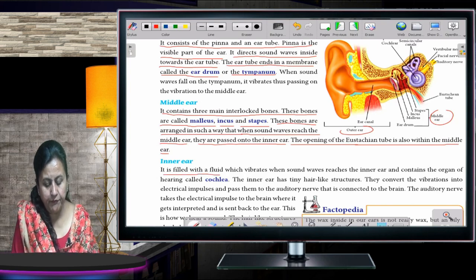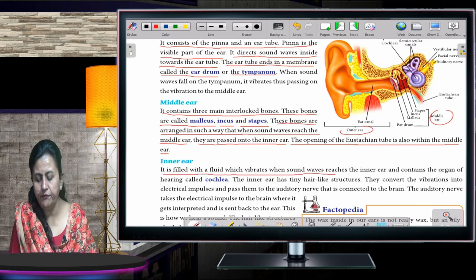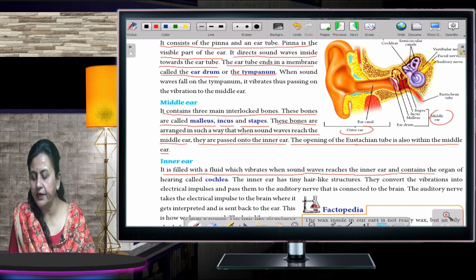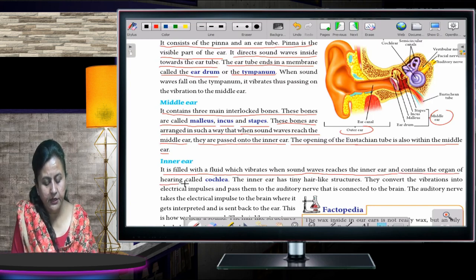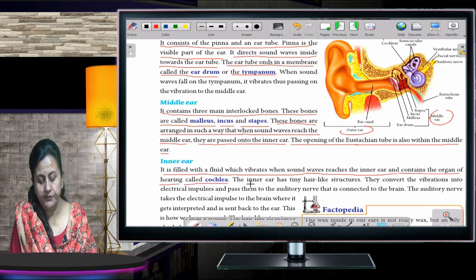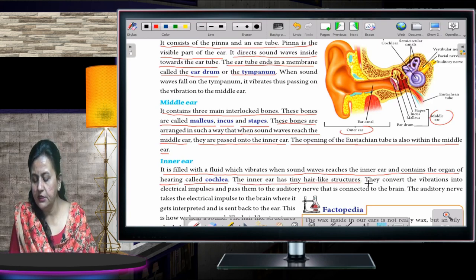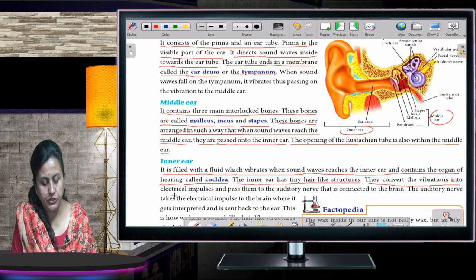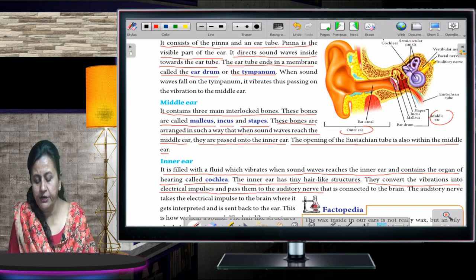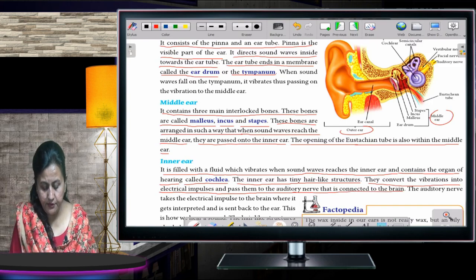It is filled with a fluid which vibrates when sound waves reach the inner ear and contains the organ of hearing called the cochlea. The inner ear has tiny hair-like structures. They convert the vibrations into electrical impulses and pass them to the auditory nerve that is connected to the brain. Fine?